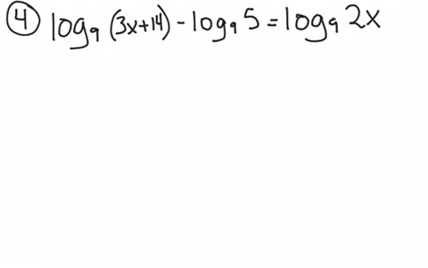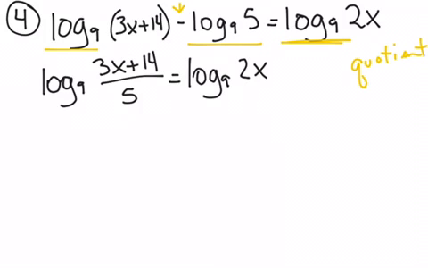Alright, this example is log base 9 of 3x plus 14 minus log base 9 of 5 equals log base 9 of 2x. Now notice we still have 2 logs on this side. This is like the last one, we have a log on the right side of the equation. The difference here is we have a minus sign. So instead of using the product rule, we're going to use the quotient rule to condense it.